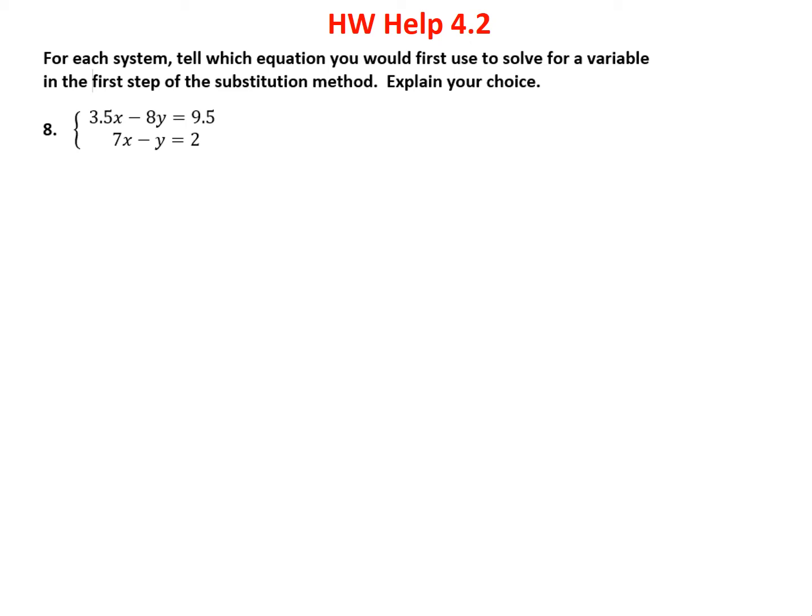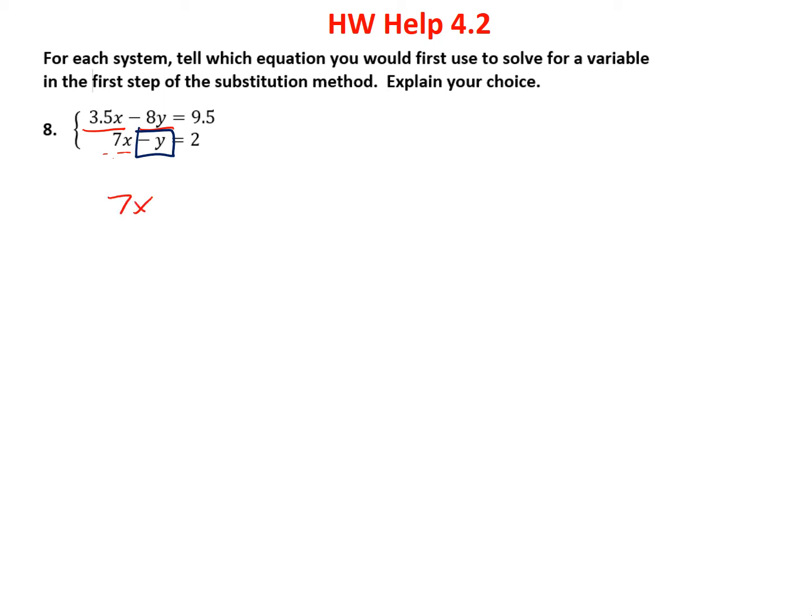Number 8 again asks us to figure out which is the simplest way to solve for one variable. Again, I'm looking for an x or a y that either has a 1 or a minus 1, because then I won't have to divide out the coefficient. So you notice here I have a 3.5x, a minus 8x, a 7x, but right here I have a minus y.